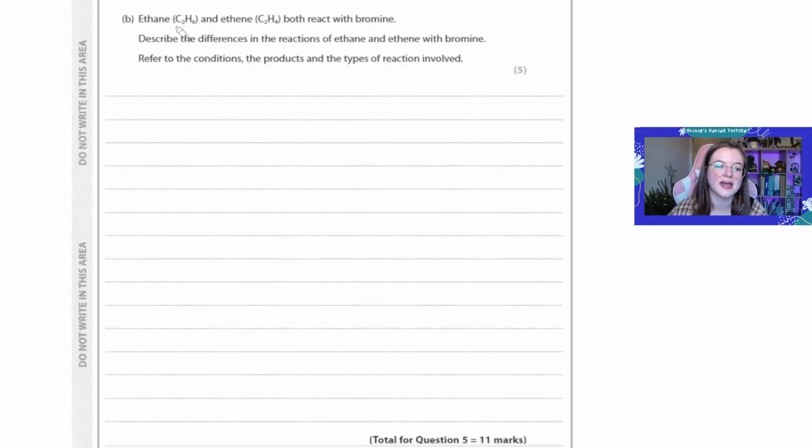Part B, ethane and ethene both react with bromine. Describe the differences in the reactions of ethane and ethene with bromine. So what I'm going to do first is draw those 2 out. I won't draw that out in the exam, in the answer space. I put it in a separate place, but I don't have it really right anywhere else. So I'm going to draw them out.